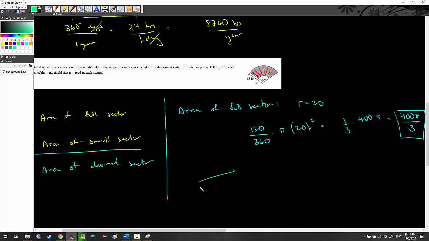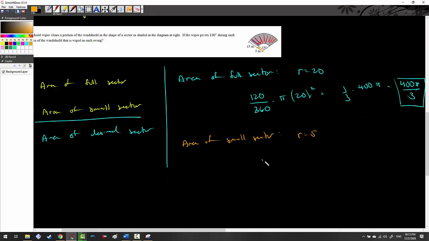Does that match? No, it looks too similar. Let's go and do it in orange. So here's the area of the small sector. Again, the small sector just has a radius of 5, so r equals 5. Again, the degree of rotation hasn't changed. It's going to be 120 over 360 times pi r squared. So that's going to be 1/3 times pi times 25, which is 25 pi over 3.